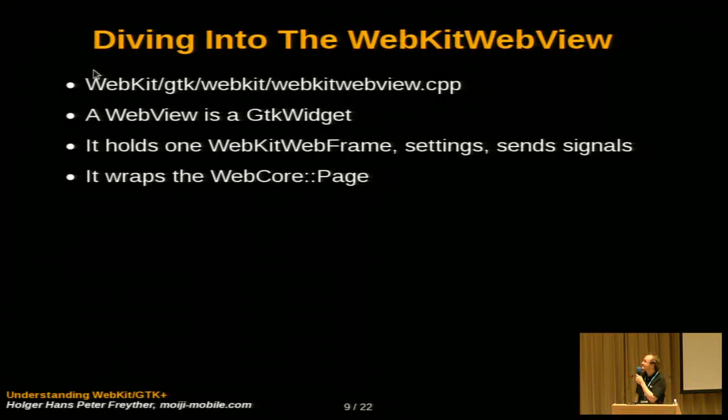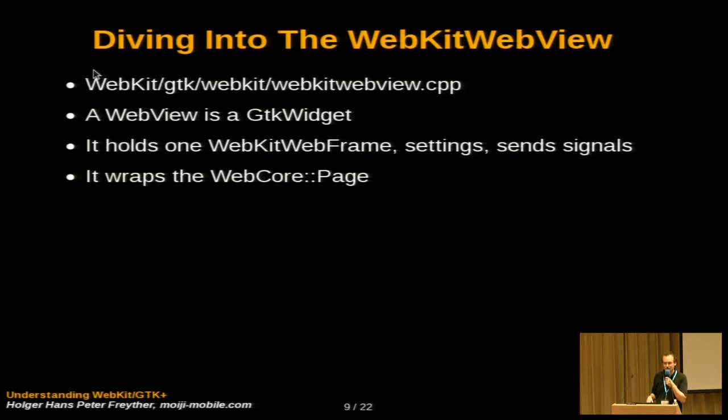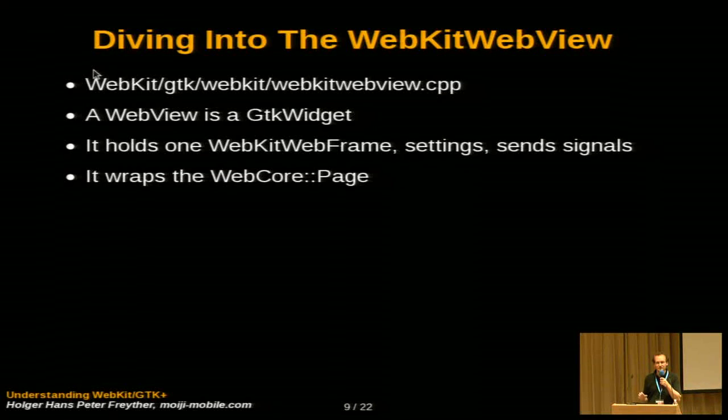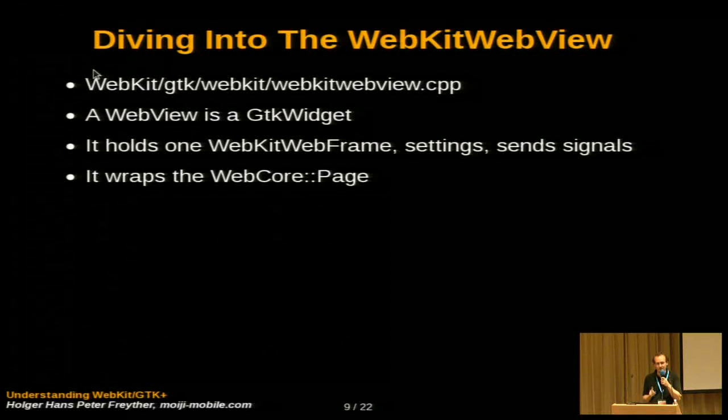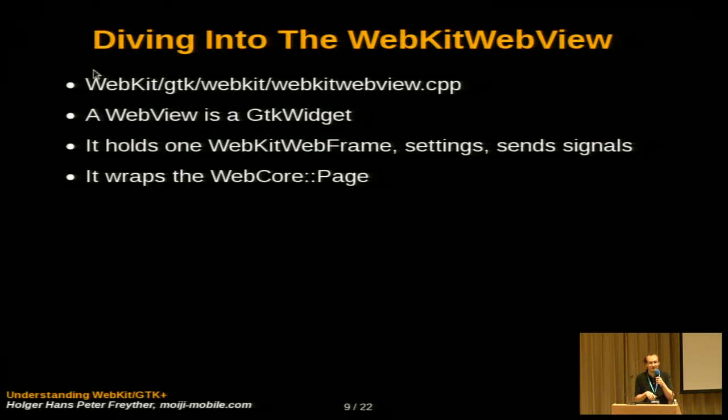So we start diving into the WebKit tree by looking at the high level class called WebKitWebView. This is a GTK widget you're going to embed into your application if you want to display content. And in general, it works by holding one main frame. So a WebKitWebView has one WebKitWebFrame, and a frame can, depending on the content, hold a tree of frames. So every frame can have a tree of child frames, thanks to the frame element from HTML.